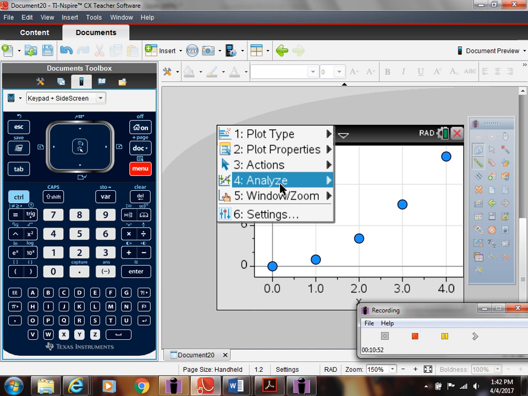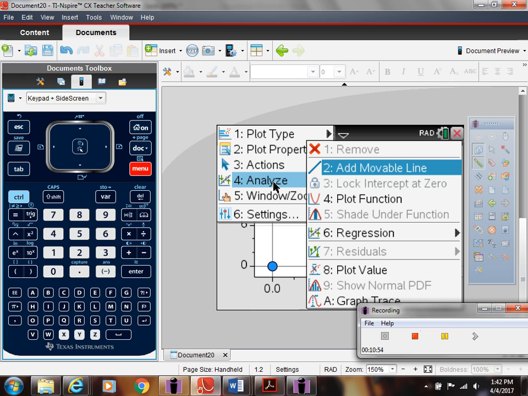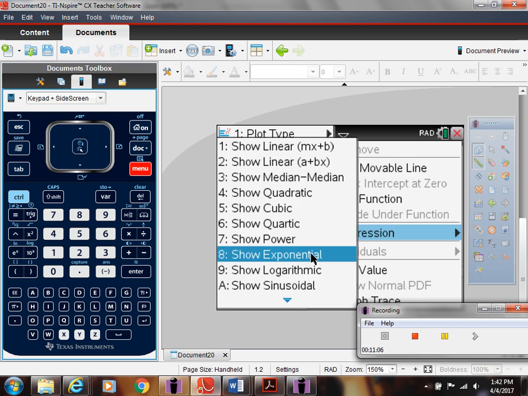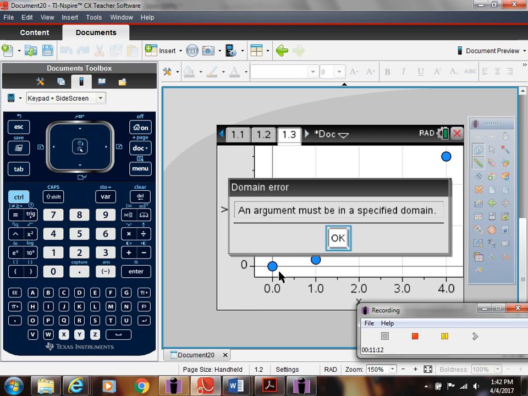Go to Menu, and go to Analyze. Menu, Analyze. And under Analyze, go to number 6, where it says Regression. And in there, I want you to try the one you think it is, exponential. So right here, number 8 says Show Exponential. Does it give you an exponential? No. Then I guess it's not that one.